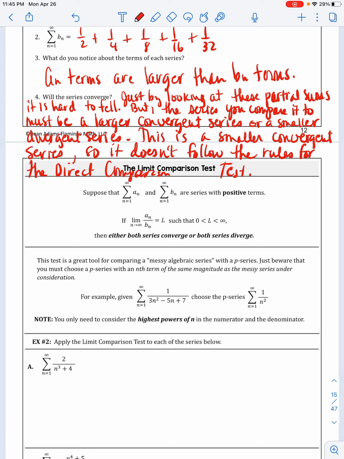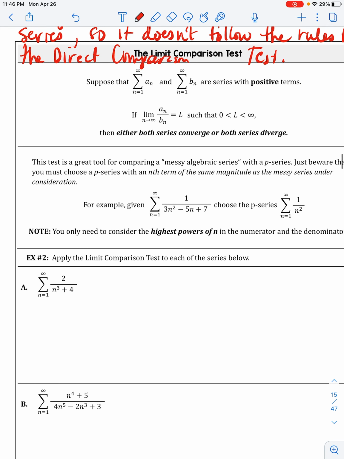So this test is a great tool for comparing a messy algebraic series with a p-series. Just beware that you must choose a p-series with an nth term of the same magnitude as the messy series under consideration. For example, given the summation from n equals 1 to infinity of 1 over 3n squared minus 5n plus 7, choose the p-series summation n equals 1 to infinity of 1 over n squared. Note, you only need to consider the highest powers of n in the numerator and the denominator. So apply the limit comparison test to each of the series below.